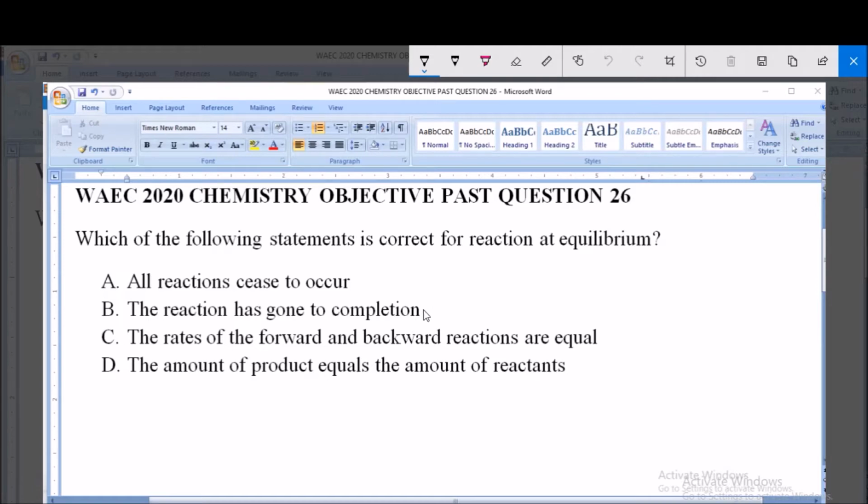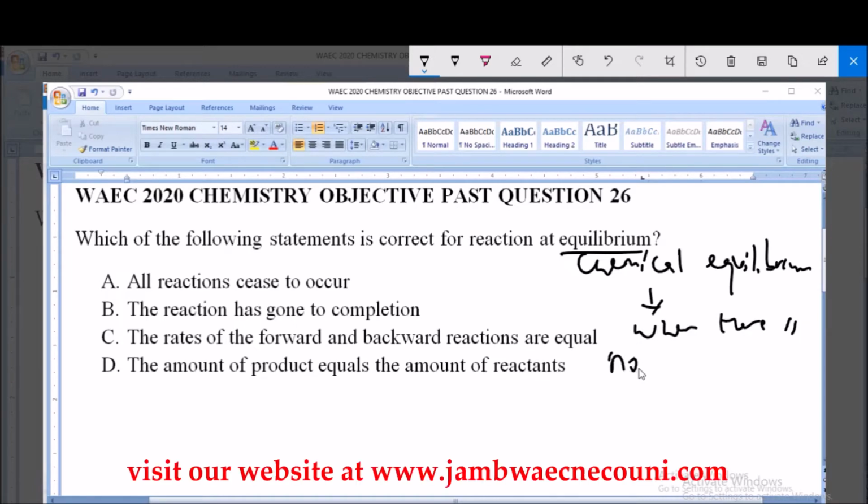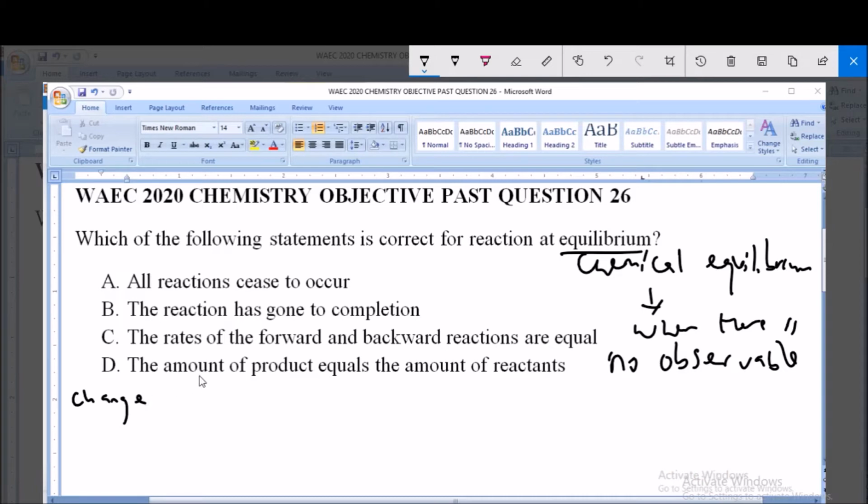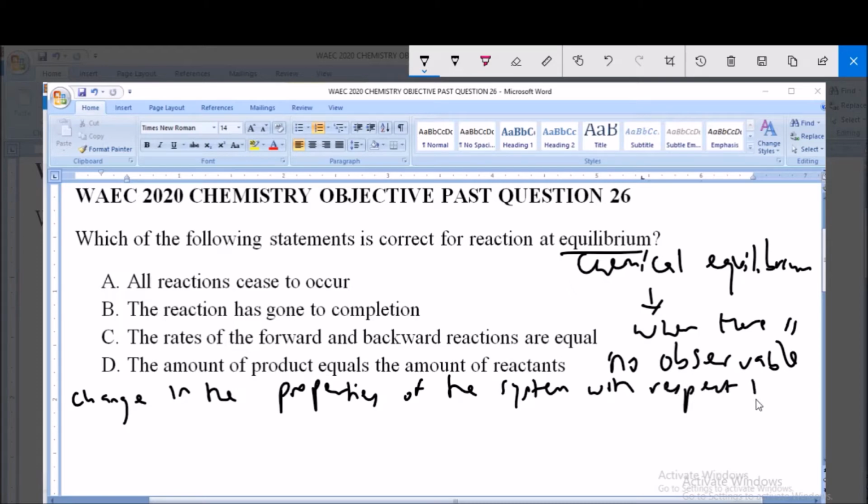So, chemical equilibrium is the concept we are looking at. Chemical equilibrium. In a chemical equilibrium, a reaction is said to be at equilibrium when there is no observable change in the properties of the system with respect to time.